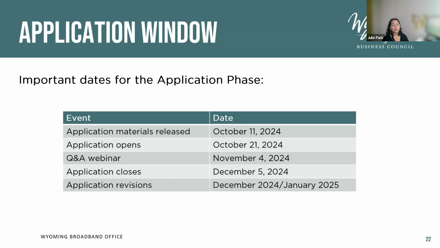WBO would like to give all subgrantee applicants sufficient time to complete the application with the latest data. So there is a possibility that December 5th will not be the application close date, and it could be pushed back. But for right now, please note that November 5th will be when all applications are going to be due. And then once the window has closed, the application revisions will begin. And if any revisions are needed, the applicants will hear from the broadband office.